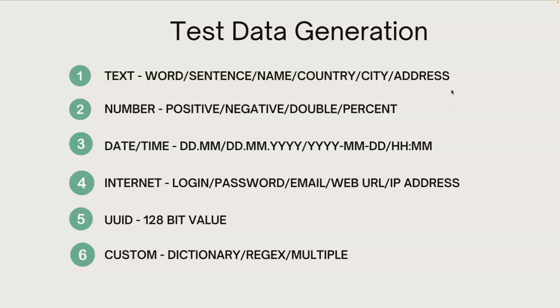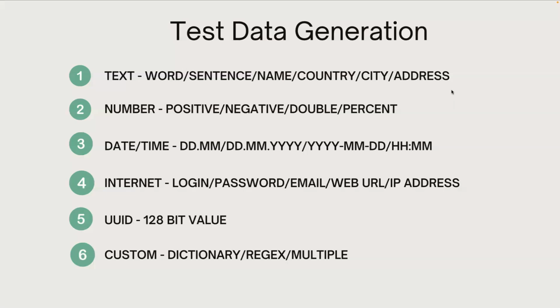Now, this test data could be in the form of names, dates, email, addresses, passwords, and so many other things. But all of this could be generated using the Aqua IDE feature to generate test data. So let's look at all the different types of test data which Aqua IDE can generate.